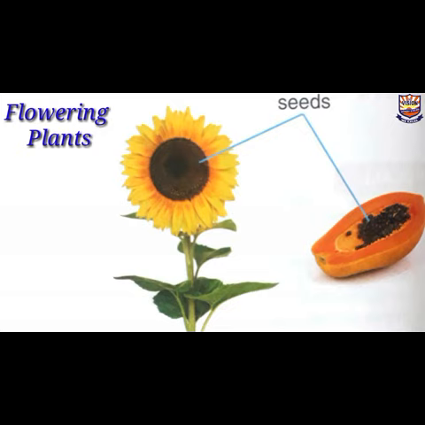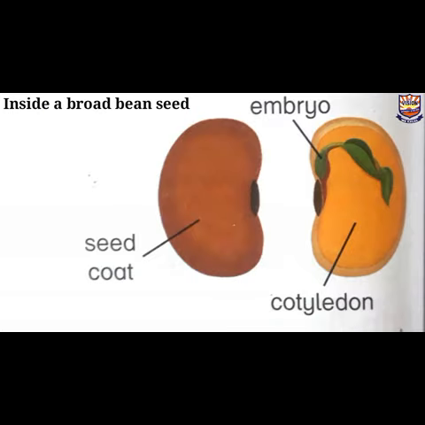To understand this, you have to study the structure of a seed. A seed consists of three main parts. The seed coat is the outer covering of the seed that protects its internal structure from injury and drying out.